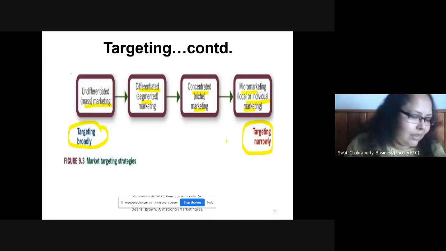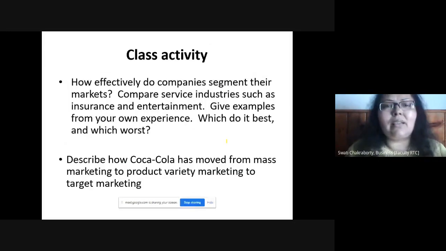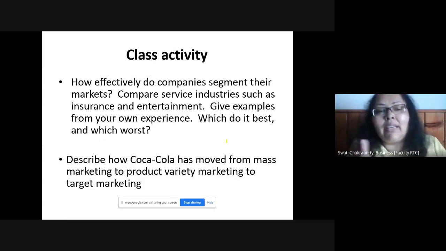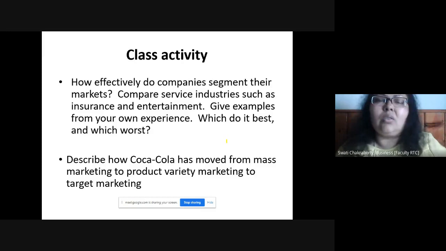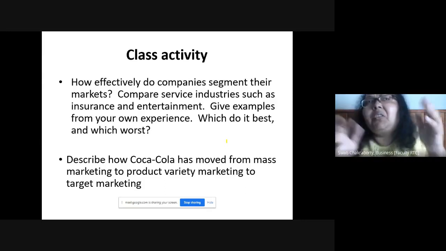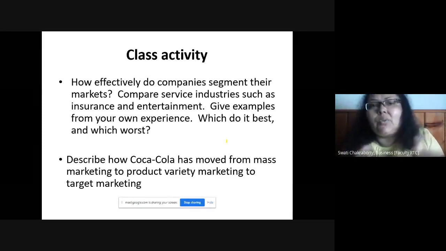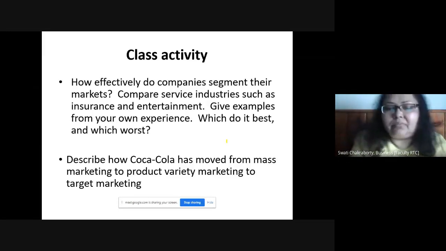Again, an example, like Coca-Cola: how did they start from mass marketing, move to product variety, and then to target marketing? When they started the business, Coca-Cola was for everyone, the same thing for all. And today you see there are different varieties for different groups of people they have targeted. So that's how they have been successful today.